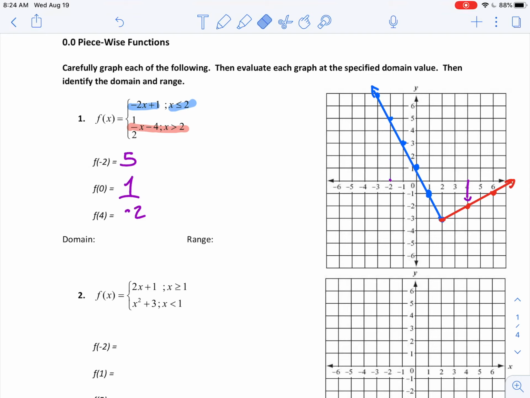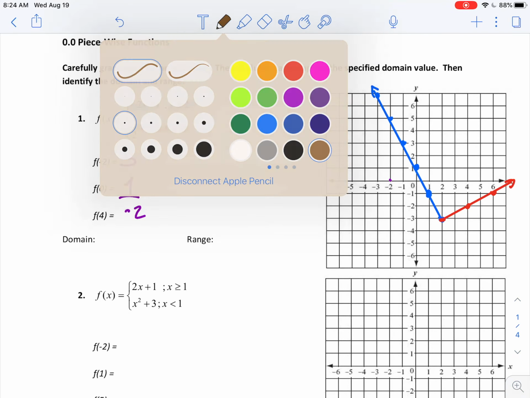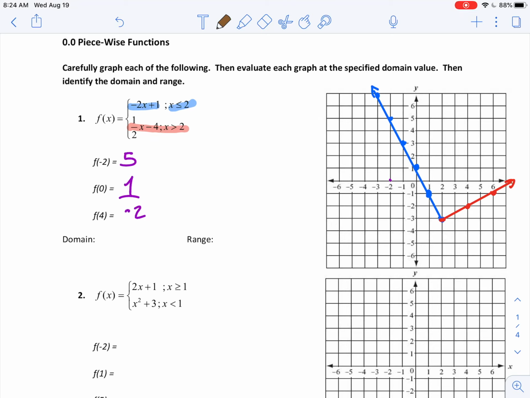My domain, the domain is the set of x coordinates covered by the graph. These linear functions go all the way to the left and all the way to the right in the negative and positive x direction. So my domain would be from negative infinity to infinity. And don't forget, infinities always have the open parentheses because it's not included.